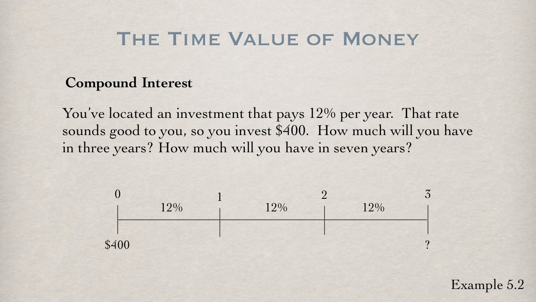Let's consider example 5.2 in your text. Let's assume that you have located an investment that pays 12% per year. The rate sounds good to you, so you invest $400. How much will you have at the end of 3 years? How much will you have at the end of 7 years? The timeline shows that your initial investment of $400 happens today in year 0, and that you will receive 12% on your investment over a 3-year period. The question is, how much will you have at the end of 3 years?